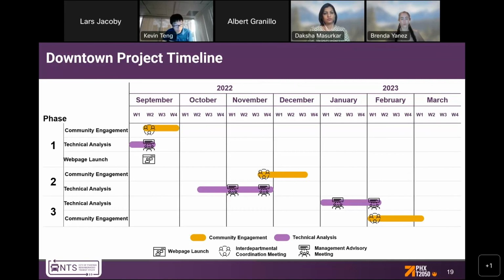Once that closes, we will gather additional feedback and try to finalize a final routing. That's what we show here in phase 3 technical analysis, where we will take a look at that feedback and modify service options if needed. Once that's concluded, we will update our project website and update the public on the final, preferred routing. In terms of the implementation timeline, we're not as sure.